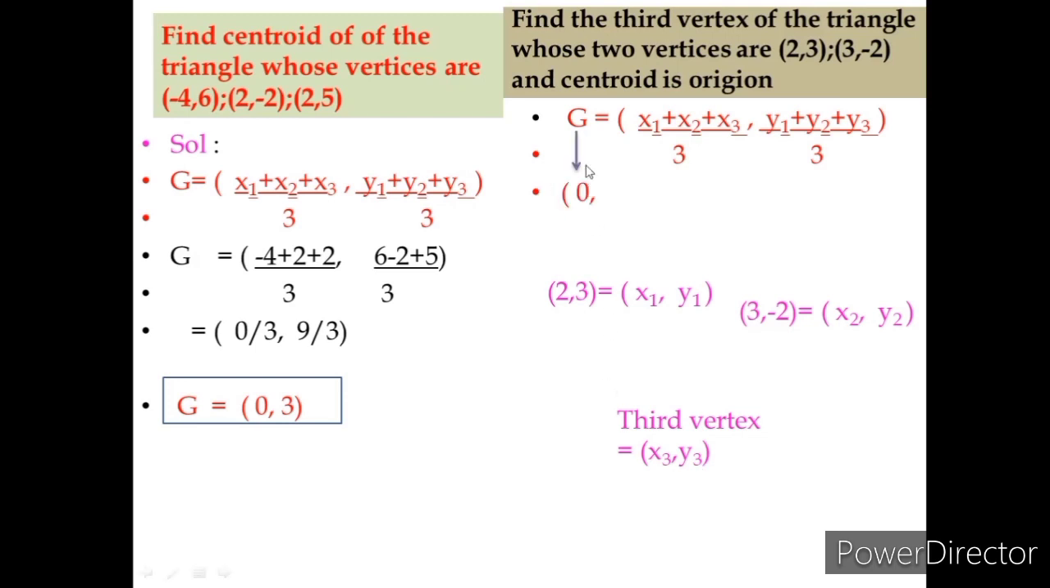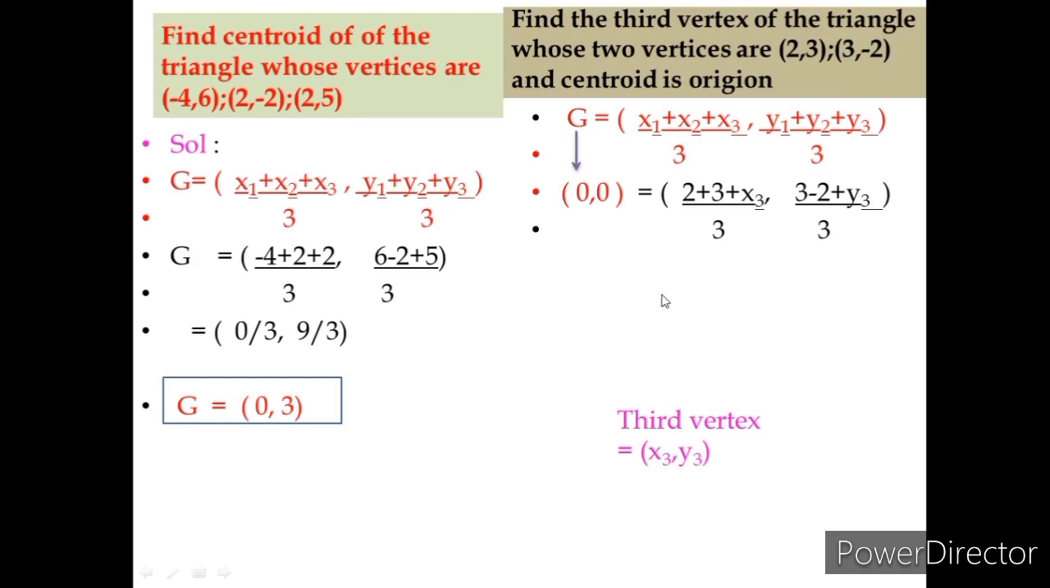What is G? G is nothing but the origin. Origin means (0, 0). This x1 is 2. Here x2 means this 3, and x3 is the unknown vertex. This x3 you can take as it is. Here y1 means 3, this 3 here. Then y2 is how much? Minus 2, this minus 2 here. Then y3 is unknown, you can keep y3 as it is. For your convenience, I will write it down here. Thereafter you have to calculate.